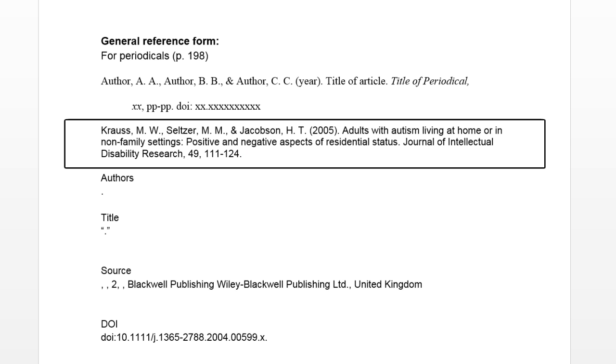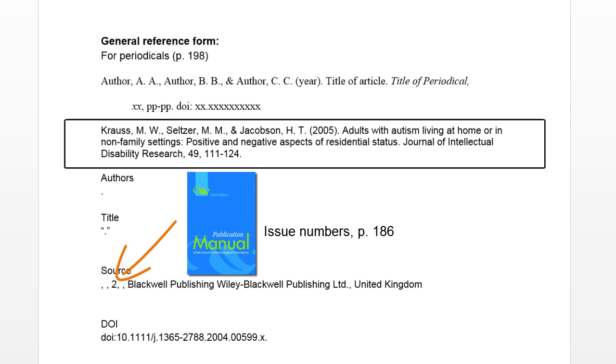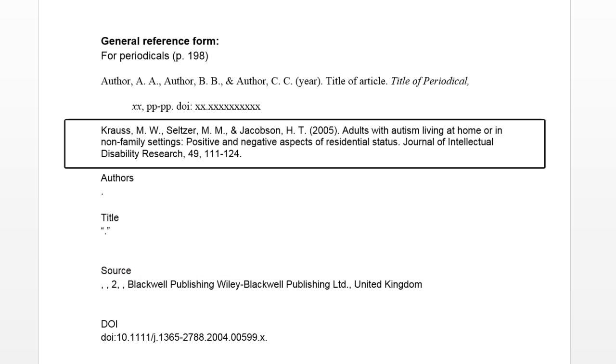Note that APA does not normally include the issue number in the reference. Some instructors prefer that the issue number be included. Check with your instructor. The title of the journal and the volume number are italicized.